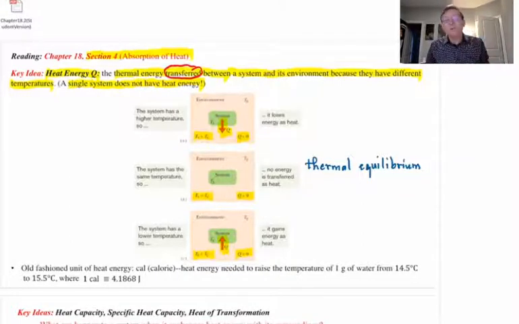So it's very important to keep track of that sign convention for heat energy, Q. Under what situation is Q a negative value? Under what situation is it a positive value? And under what situation is it equal to 0?